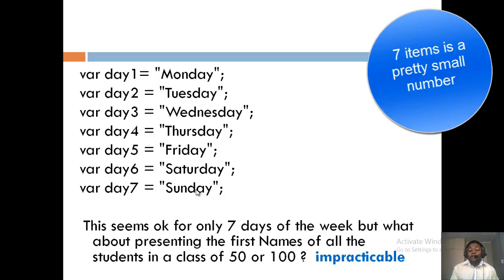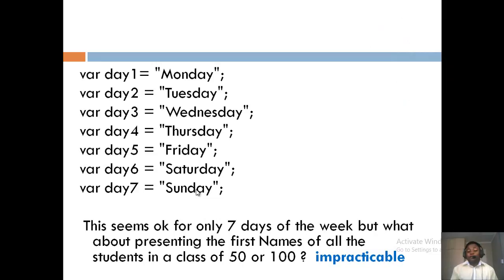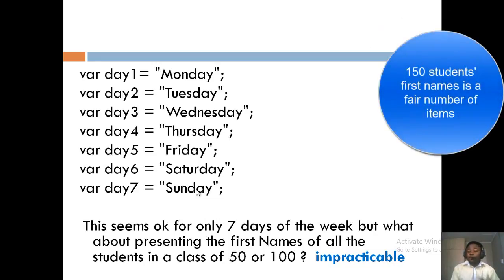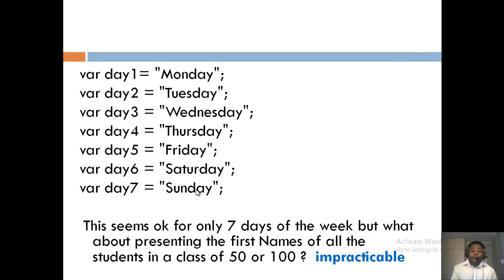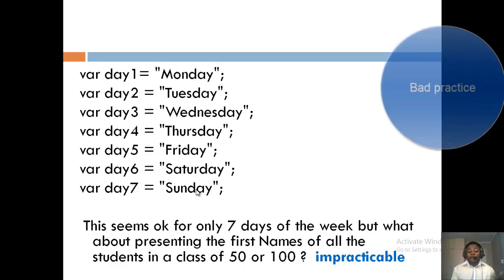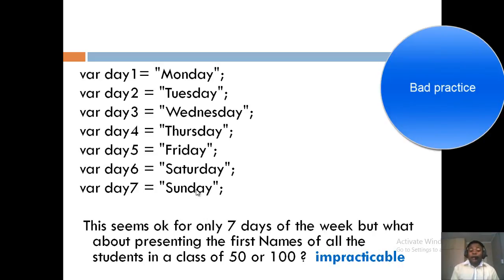But what if we want to present, or what if we want to display, the list of 50 or 100 students in a classroom, or maybe 1,000 students from an entire department? You see, this will be almost impossible or impracticable to do, very inefficient, if we have to start creating var student1 and then the name of the student, var student2, the name of the student, var student3, up to 100 or up to 1,000. That will be very inefficient and really impracticable.